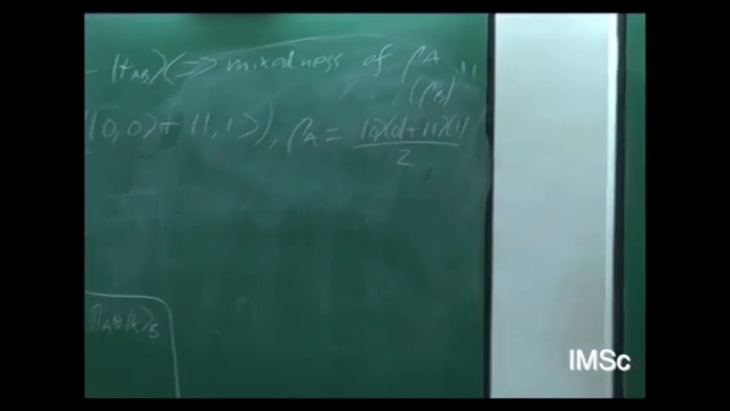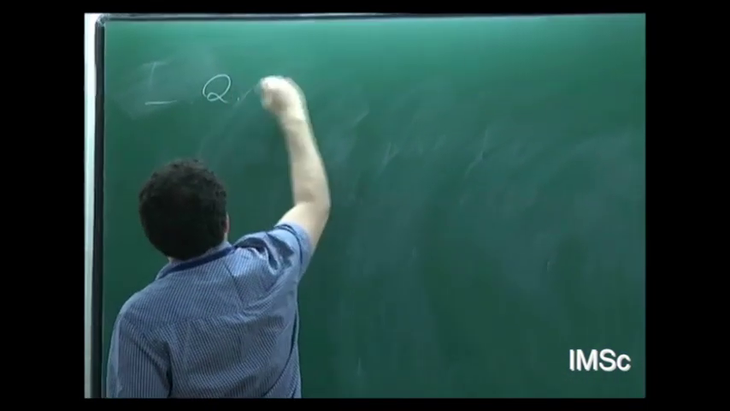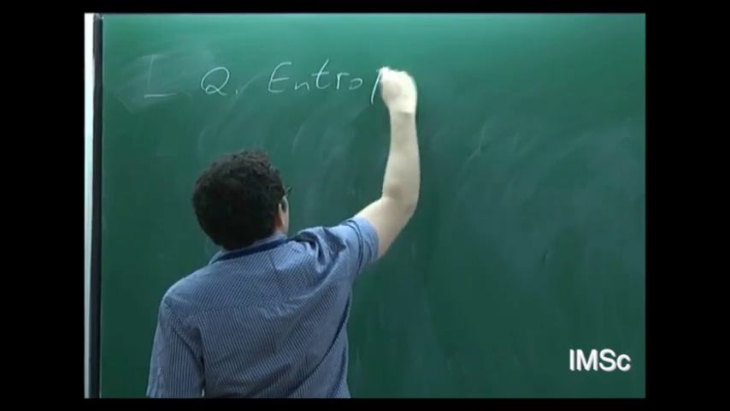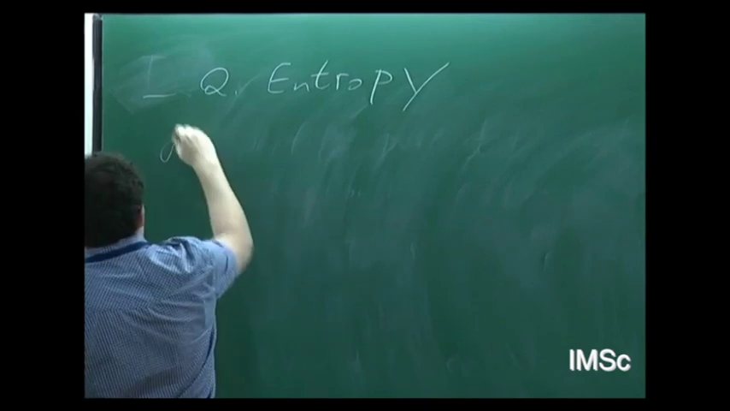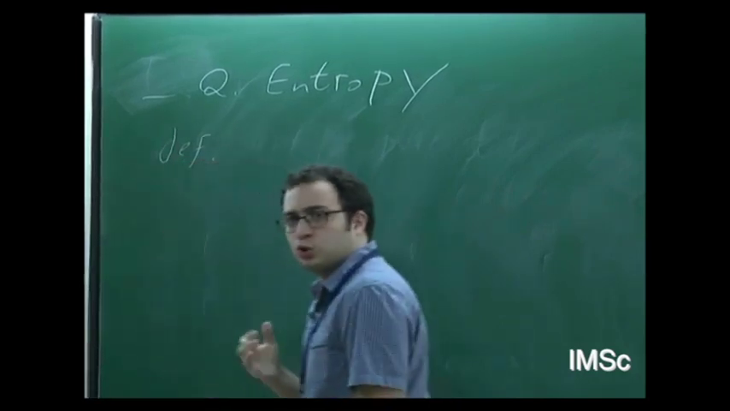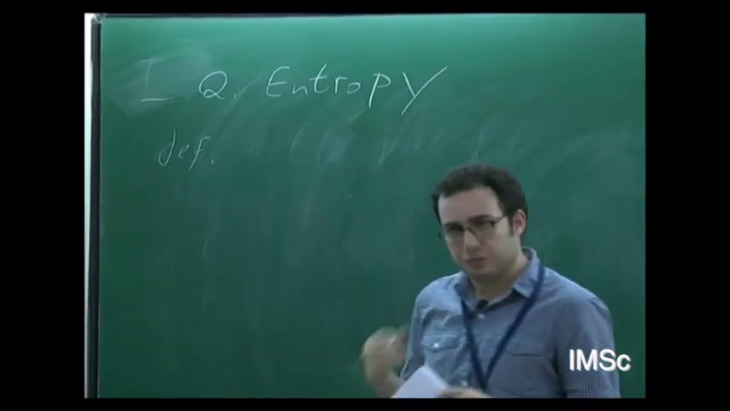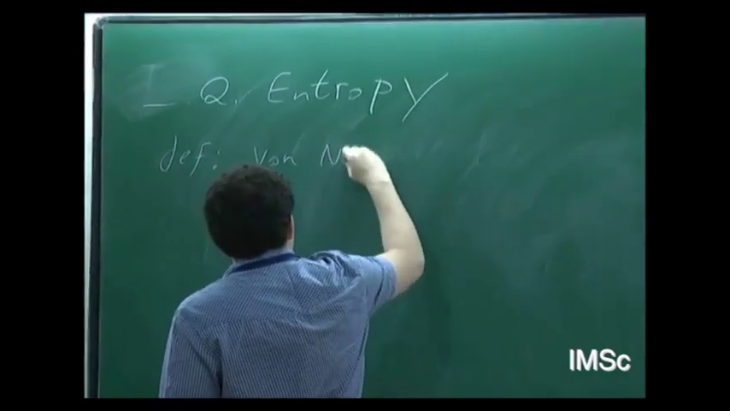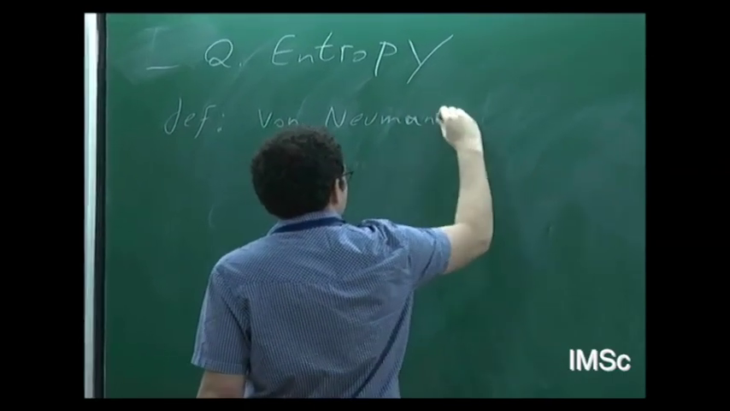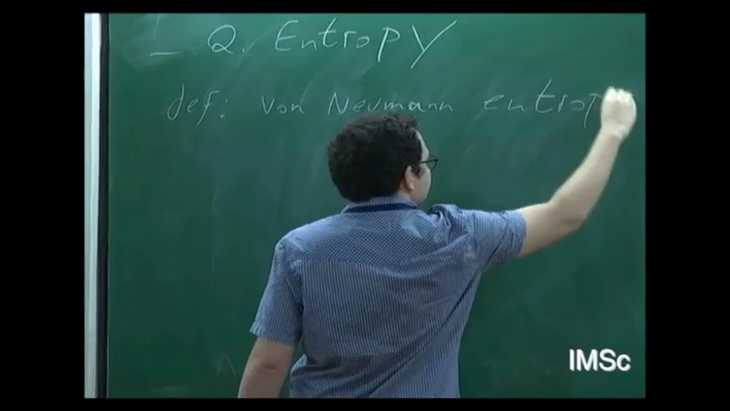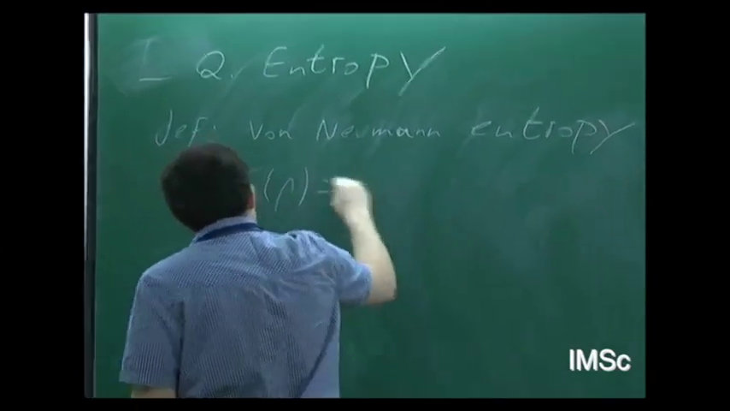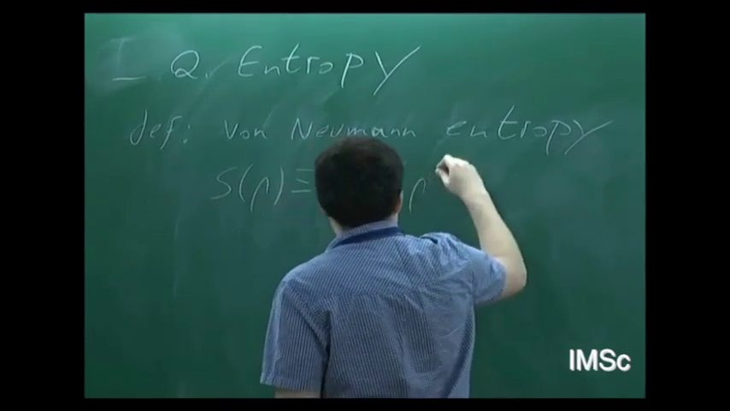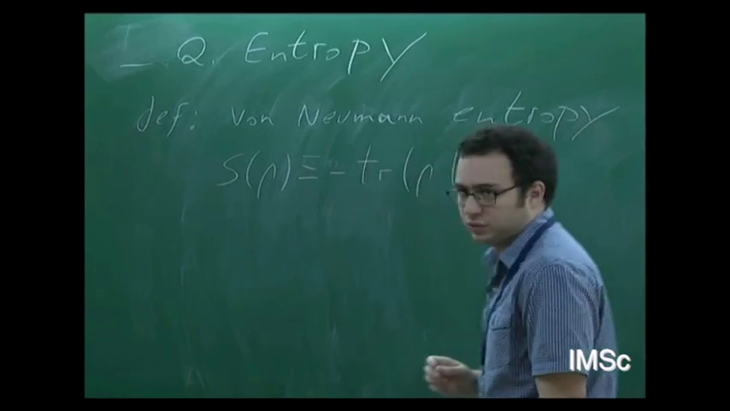Some of them Graham already told us, so I remind you. We define this notion of quantum entropy. There are many, and you will see that we will need different notions of quantum entropy later on. But the most basic one and the most useful one is what we call the von Neumann entropy. And the definition is very simple. You all know it: we look at minus trace of rho log rho, where rho is the density matrix of the state.